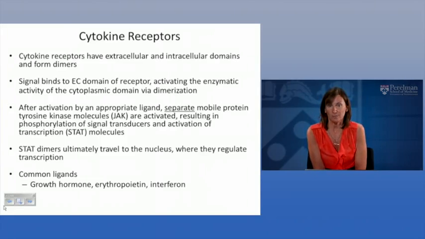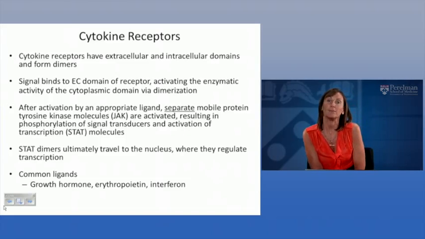Once dimerization occurs, separate mobile protein tyrosine kinase molecules, referred to as JAK, are activated, resulting in a series of phosphorylation of signal transducers and activation of transcription molecules, referred to as STAT molecules. Again here, much like the intracellular receptor pathway, we see multiple steps that are necessary to result in a pharmacodynamic effect. The STAT molecules ultimately travel to the nucleus, where they regulate transcription. So unlike the previous example where the ligand-bound receptor travels to the nucleus, here it is the product of the activation of the receptor on the cell membrane that is transmitted into the nucleus to activate transcription.